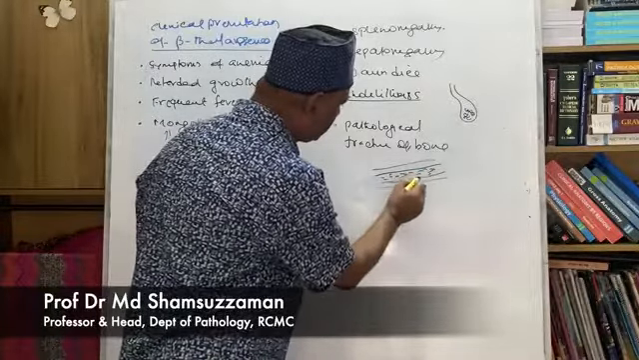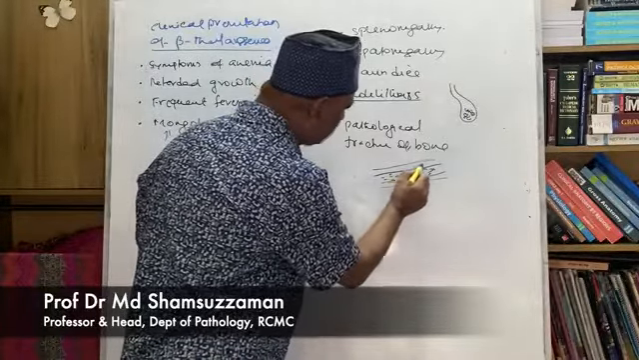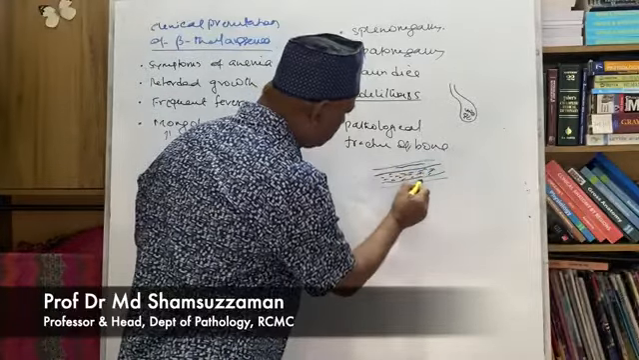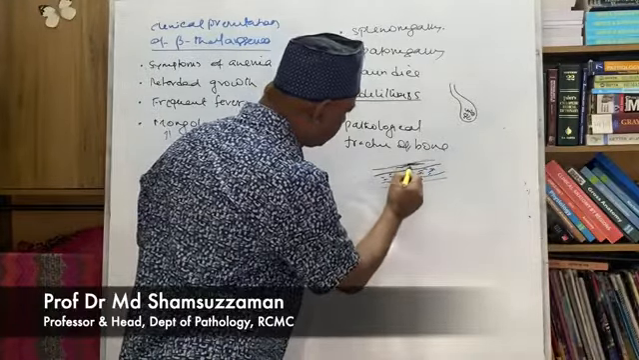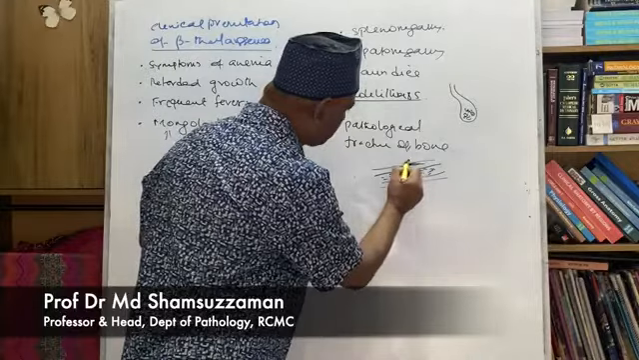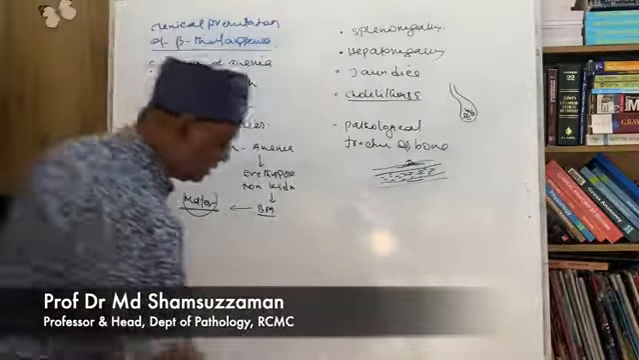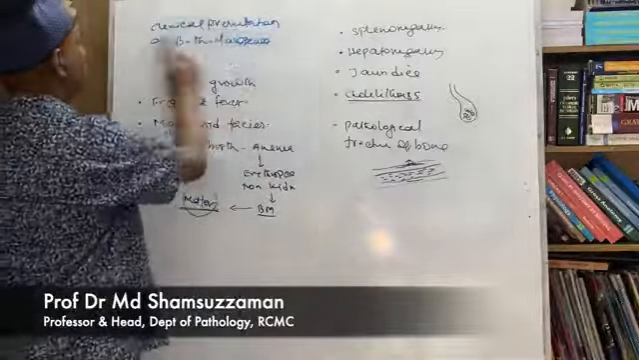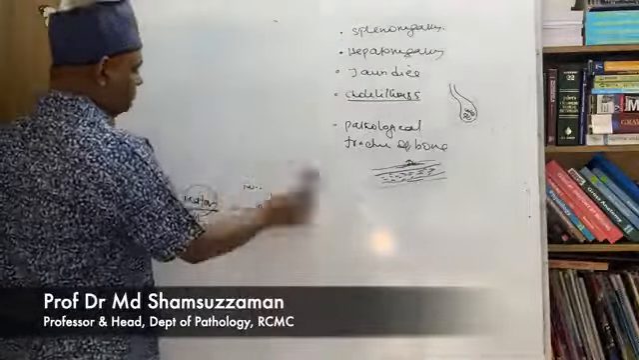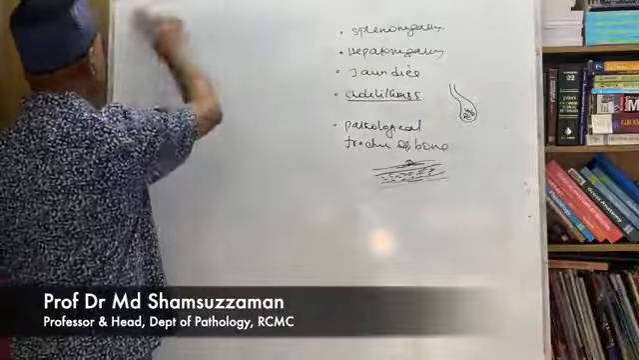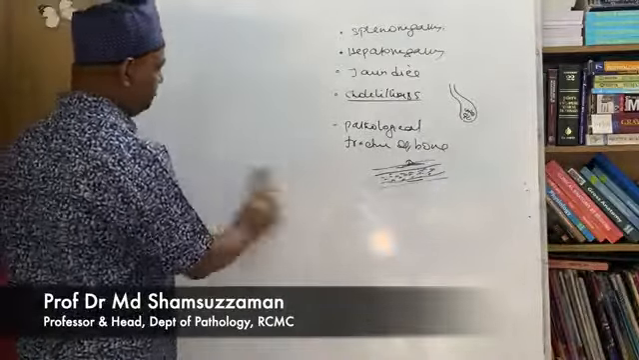If there is hyperplasia of bone marrow, what will happen? There will be thinning of the cortex. As the cortex thins, mini trauma may cause bone fracture, and this is called pathological fracture in thalassemia. So these are the important clinical presentations of thalassemia briefly.